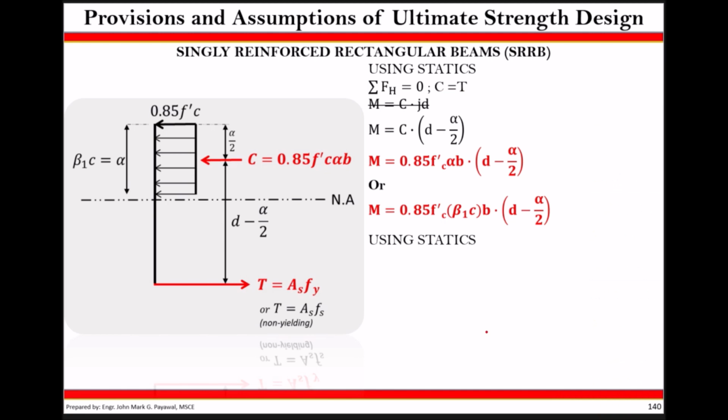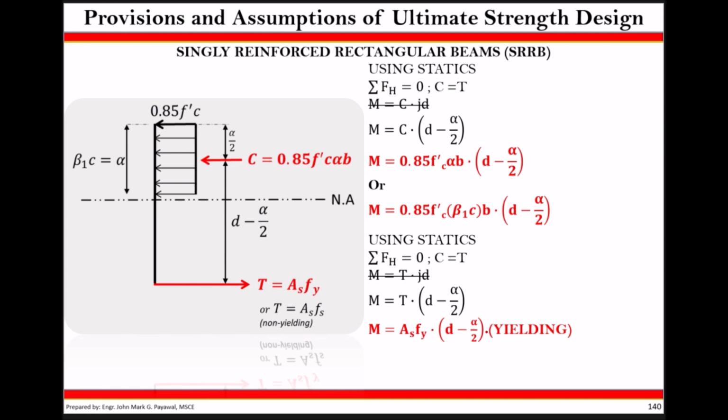considering the tension, no? Ito yung ating dati, tension multiplied by jd. Diba? Ngayon, ayaw na natin yan. Ang gusto na natin is yung aking USD. It becomes tension multiplied by d minus alpha over 2. There are two possible ways to compute for moment, but you need to determine first whether it's yielding. Pag yielding, As fy, d minus alpha over 2. Kapag non-yielding, As fs, d minus alpha over 2.